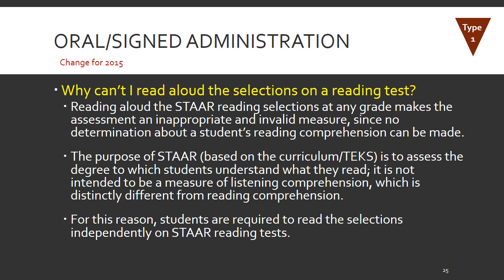Why can't I read aloud the selections on a reading test? Reading aloud the STAR reading selections at any grade makes the assessment an inappropriate and invalid measure, since no determination about a student's reading comprehension can be made. The purpose of STAR is to assess the degree to which students understand what they read. It is not intended to be a measure of listening comprehension, which is distinctly different from reading comprehension. For this reason, students are required to read the selections independently on the STAR reading tests.